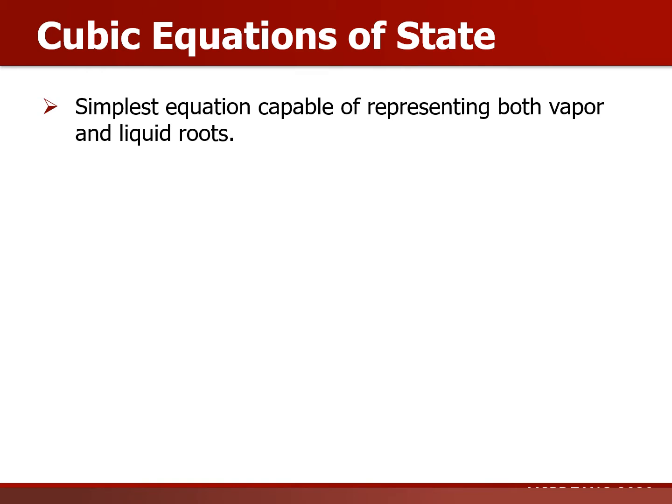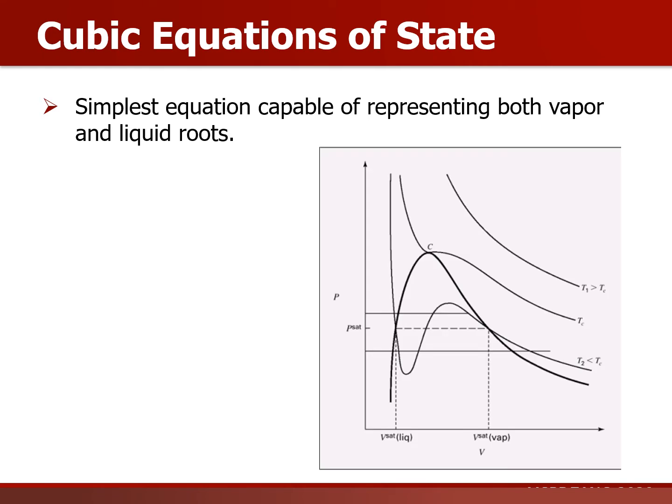Kasi doon sa ating virial EOS, vapor root lang yung nakukuha natin. So applicable na siya for the vapor root. However, for the cubic equations of state, these are applicable for the liquid root and the vapor root. Okay? So if you take a look at the PV diagram for a pure substance, recall this again, meron tayong two-phase region. So the cubic EOS is a good representation on how to get multiple roots.